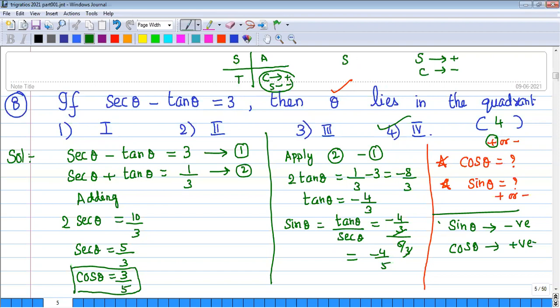For example, if sin is minus and cos is minus, both, that means third quadrant. If sin is positive and cos is positive, first quadrant. If sin is negative and cos is positive, this is fourth quadrant. This is first, this is second, this is third, this is fourth. Clear now? Yes, sir.